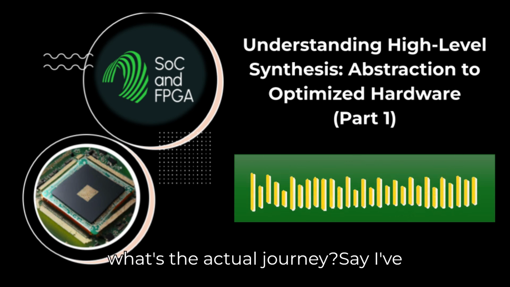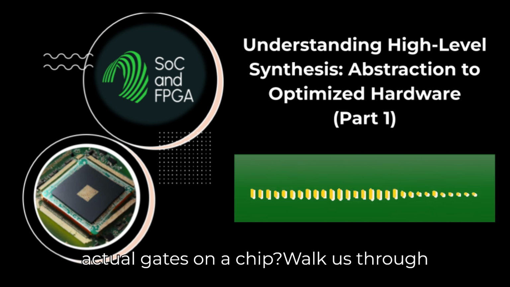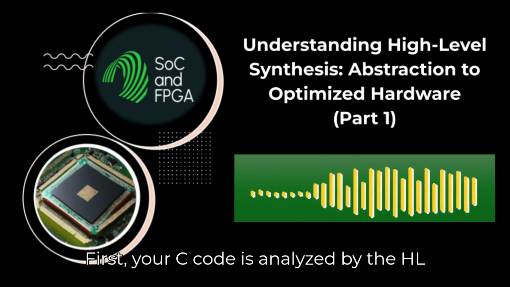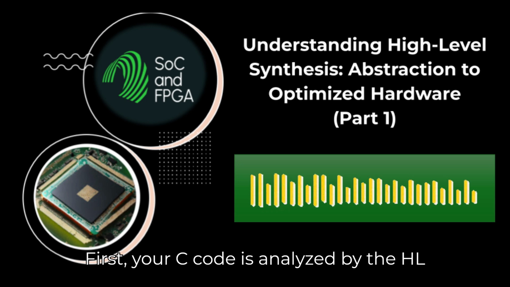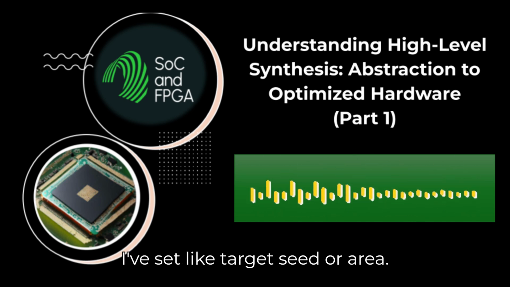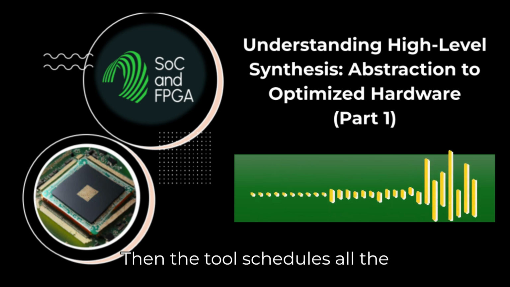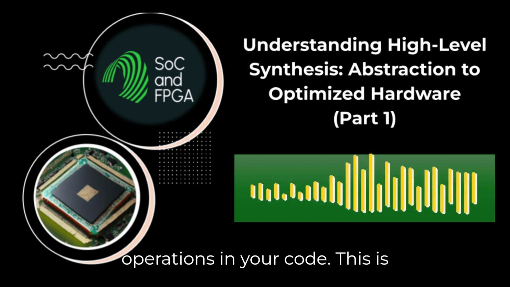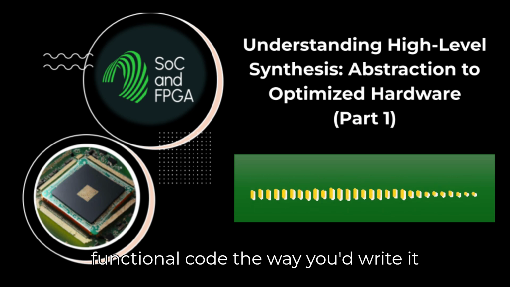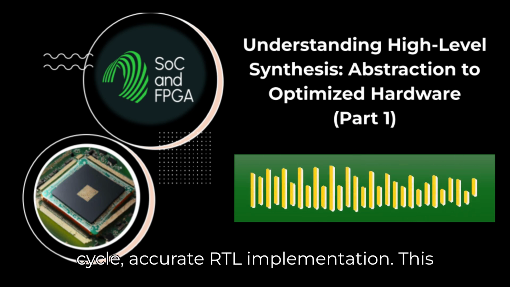So what's the actual journey? Say I've written some C++ code. How does it become actual gates on a chip? Walk us through that. Sure. It's a multi-stage process. First, your C++ code is analyzed by the HLS tool. Taking into account any constraints I've set, like target speed or area. Exactly. User-defined constraints. Then, the tool schedules all the operations in your code. This is critical. It transforms that untimed functional code. The way you'd write it for a CPU. Right. Into a fully timed, cycle-accurate RTL implementation.